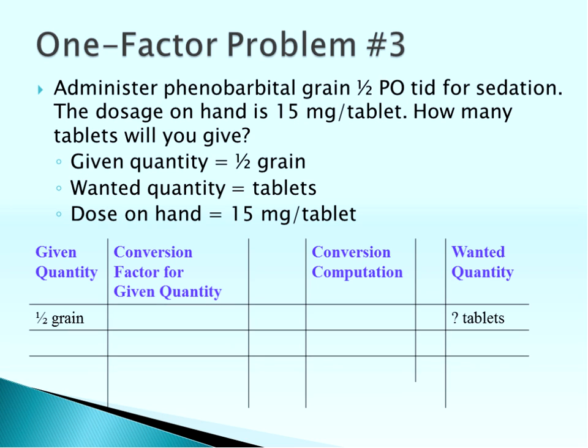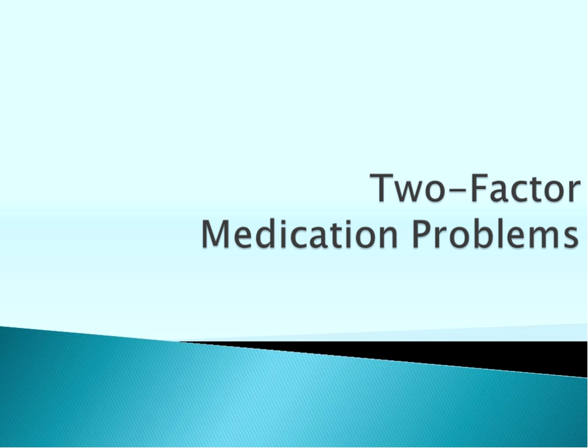And now I'm getting into half grains. That also throws students because they don't know what to do with that 1/2. And so we see that 60 milligrams is 1 grain. We keep that 1/2 there. And then we see a tablet is equal to 15 milligrams. Now look all the way over on the right. I'm looking for how many tablets. So still I have my 1 conversion factor, and then I have my conversion computation.